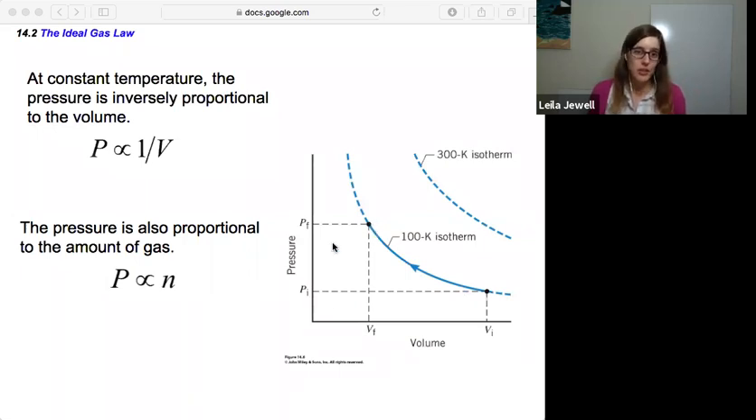Finally, the pressure, it turns out, is proportional to the amount of gas. So if we have more gas in the same container at the same temperature, it's going to be a higher pressure, right? We can keep adding more molecules in there, and that's going to increase the pressure.